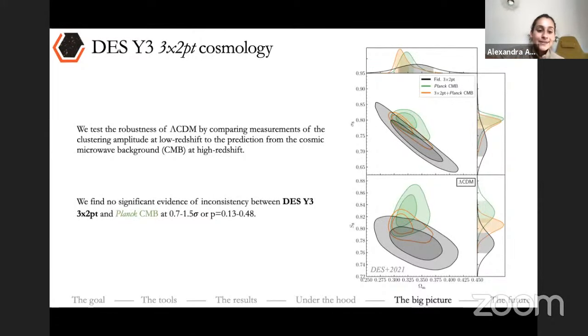So we find the parameter difference for S8 to be 1.5 sigma. And in the full cosmological model space, a suspiciousness of about 0.7. And we predefine before unblinding what our consistency level would be, what we would tolerate. So because we found the 3x2-point and Planck to be consistent, the combined constraint is shown there in orange.